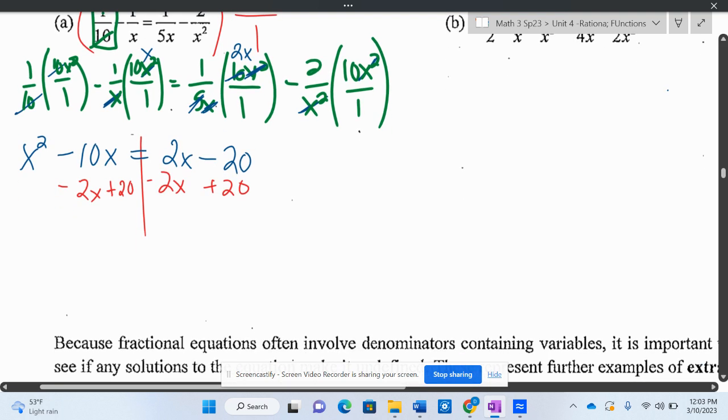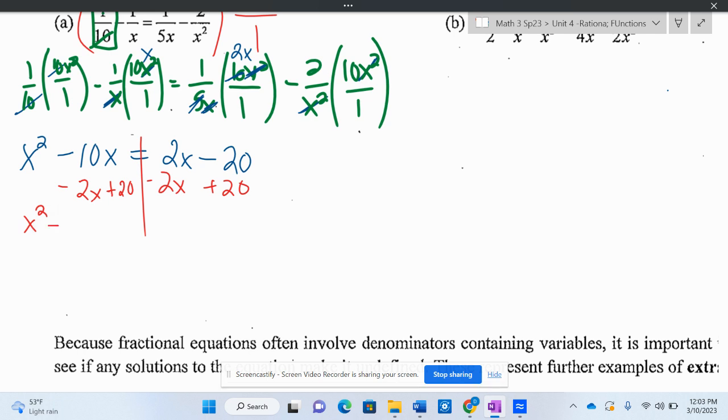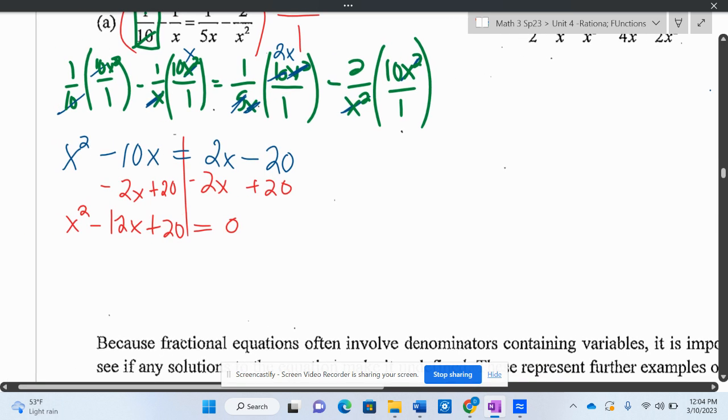So let's see. That gives me x squared. A negative 10 and a negative 2 give me negative 12x plus 20 equals 0. Is that factorable? Are there two numbers that we can multiply together to get a positive 20 that when we add them, we get negative 12? Negative 2 and negative 10.